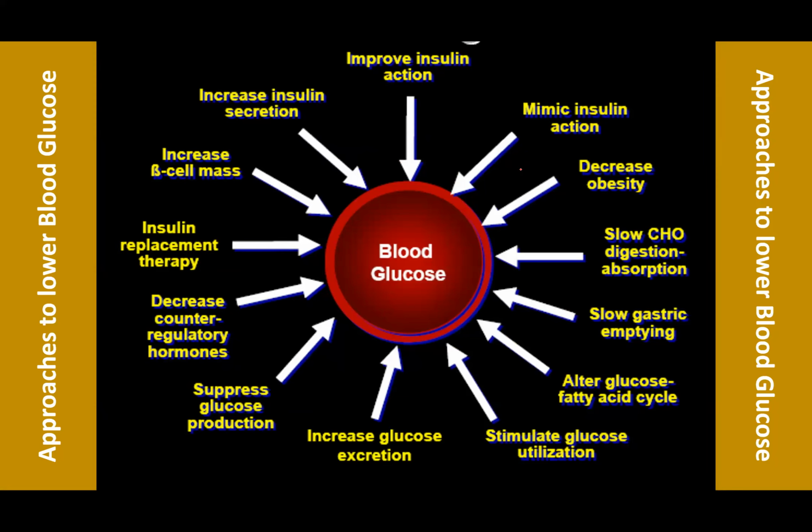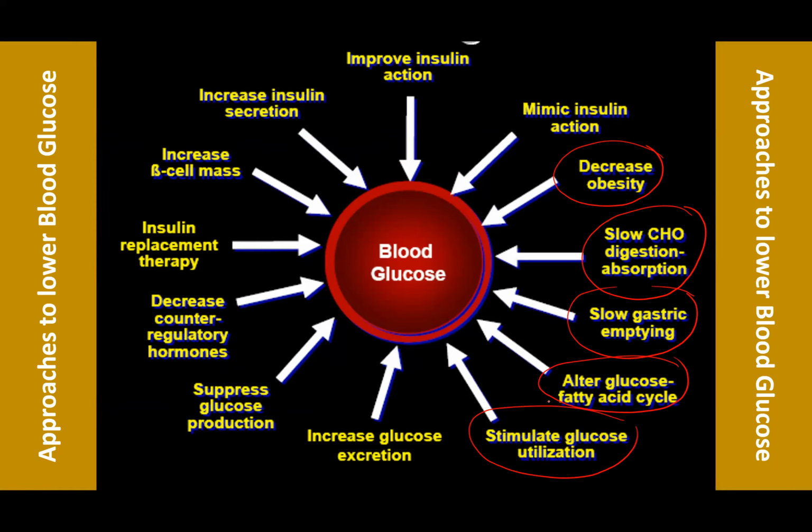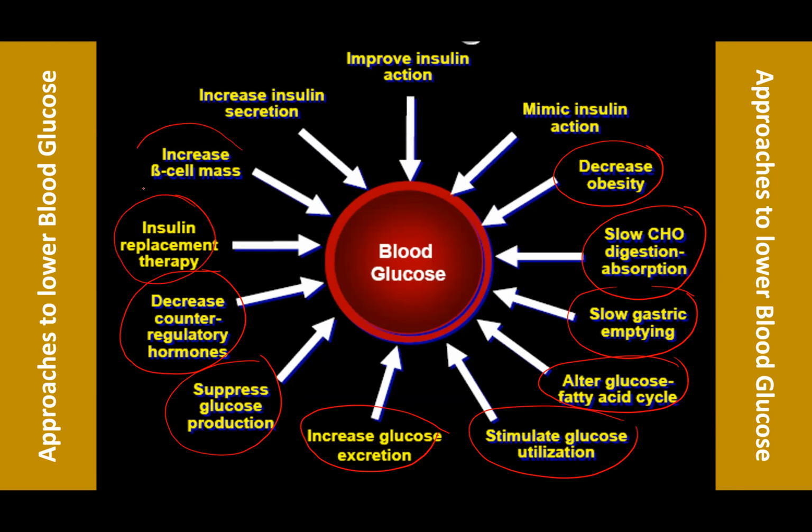Now I have several mechanisms to control diabetes: decrease obesity, slow carbohydrate digestion by alpha glucosidase blockers like acarbose and voglibose, slow gastric emptying by prokinetic drugs, alter the glucose fatty acid cycle, stimulate glucose utilization by the thiazolidinediones and metformin, increase glucose excretion with SGLT inhibitors, suppress glucose production, that is metformin, so that glycogen conversion into glucose is reduced, decrease counter-regulatory hormones, that is glucagon suppression, increase the beta cell mass, increase the insulin secretion, and improve insulin action.